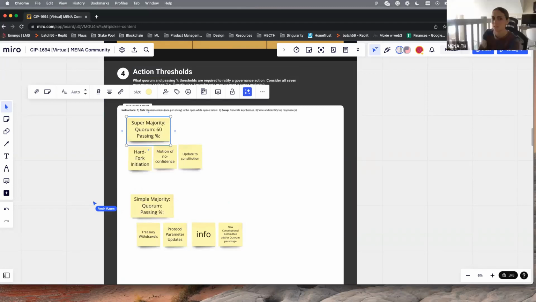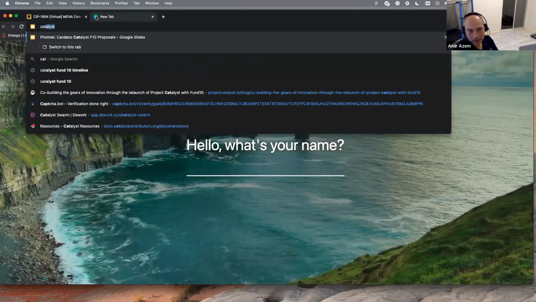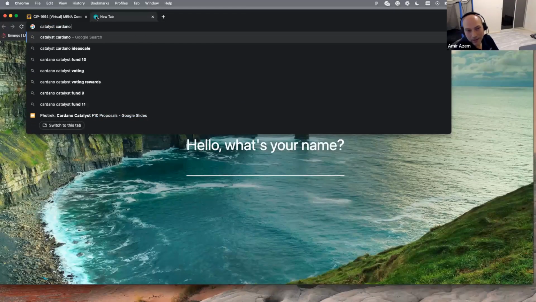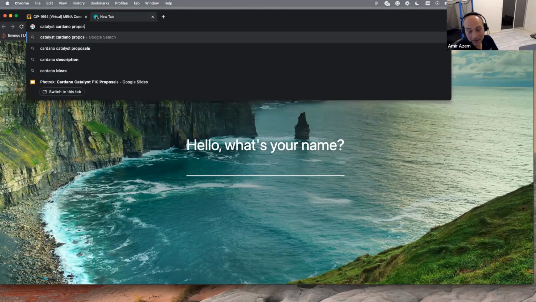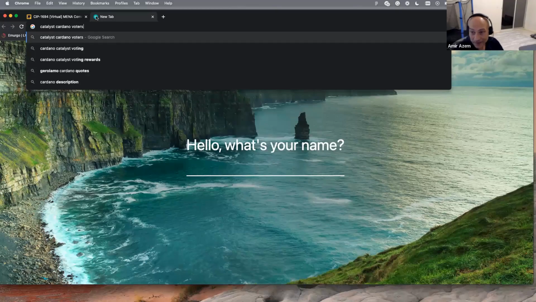or for a super majority. It's hard, I don't know. Me neither. Does anyone know, like in Catalyst, how many people vote? What's the quorum for Catalyst? Would you know? Because I would imagine maybe it's 10%. I don't know.